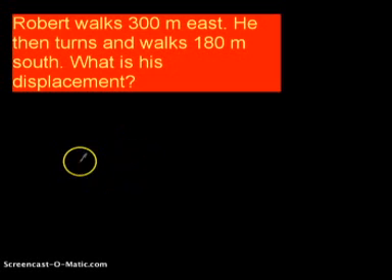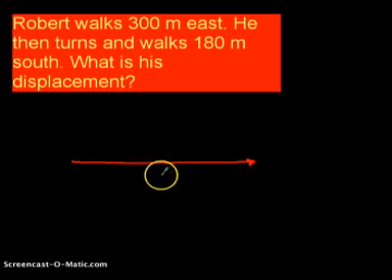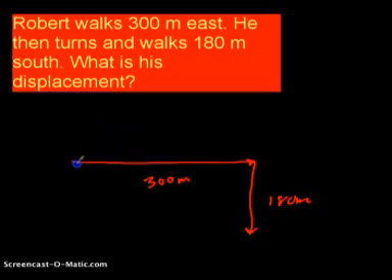Robert walks 300 meters east. In physics, we generally show that east is to the right, west is to the left, north is up, south is down. So we're going to draw this vector, labeling its magnitude, showing its direction. So he's walking 300 meters to the east, and he turns around and he heads 180 meters to the south. And we want to know, what is Robert's displacement? In other words, how far is he from where he started from?